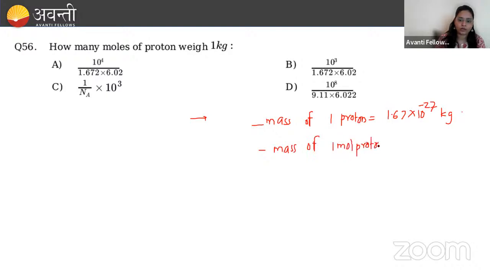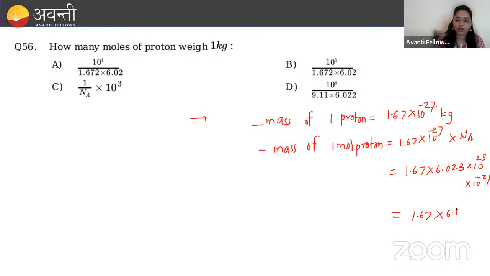The mass of 1 proton is this much. We need to find out the mass of 1 mole of proton. So what will that be? Mass of proton multiplied by Avogadro's number. What is the Avogadro's number? 6.023 into 10 raised to plus 23. So I will write 1.67 into 6.023 into 10 raised to 23 into 10 raised to minus 27. When you solve this, you will get the answer 1.67 into 6.023 into 10 raised to minus 4.